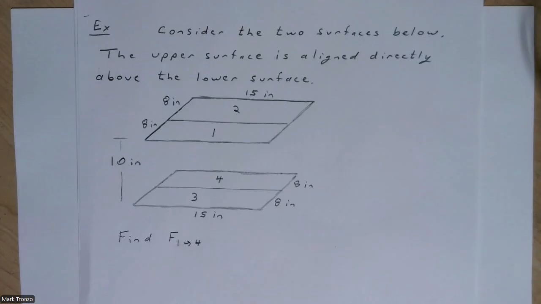Let's take a look at this problem. Consider the two surfaces below. The upper surface is aligned directly above the lower surface. Find view factor 1 to 4.